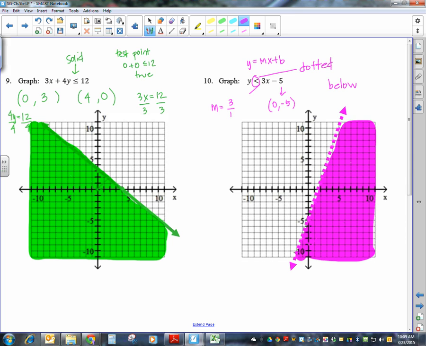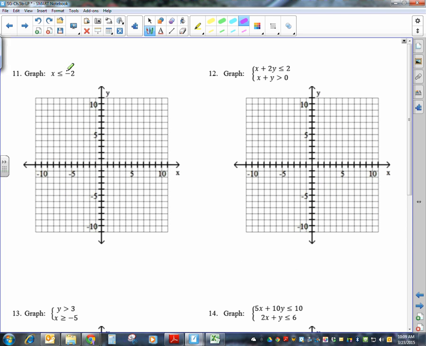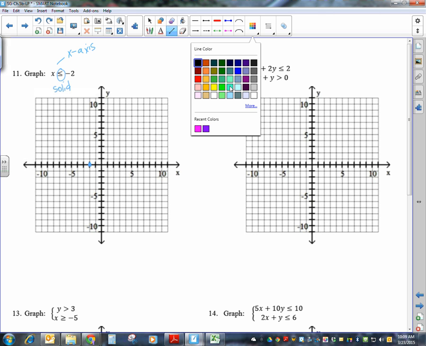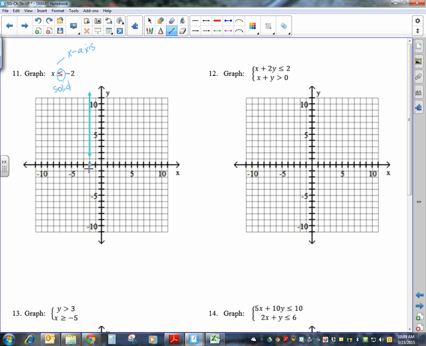Okay, next page. Two more. X is less than or equal to -2. Remember, if it says X, it's going to intersect the X-axis, and it's going to intersect the X-axis at -2. Equal to means our line is going to be solid. So I'm going to graph a solid line that will intersect the x-axis at -2. So that gives me that line right there.